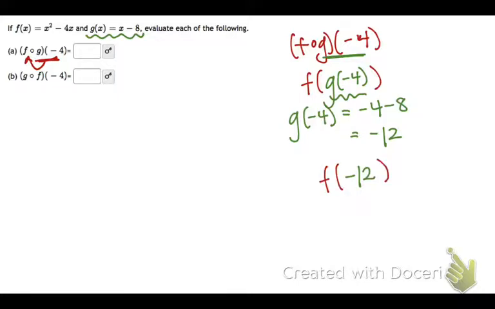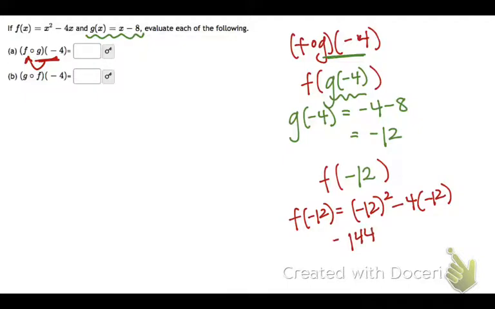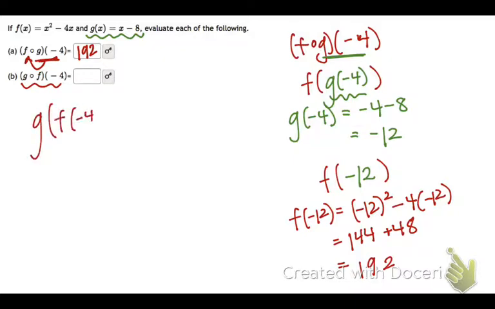So f of negative 12, well, that's going to be negative 12 squared minus 4 times negative 12, where negative 12 squared is 144. Negative 4 times negative 12 is 48, which equals 192, I think. I'm going to double check myself. So 144 plus 48, yep, is 192. So this would equal 192. This one is just doing it the opposite way. So this one would do g of f of negative 4. So we would find this first, and then we would plug it into the g. Okay.